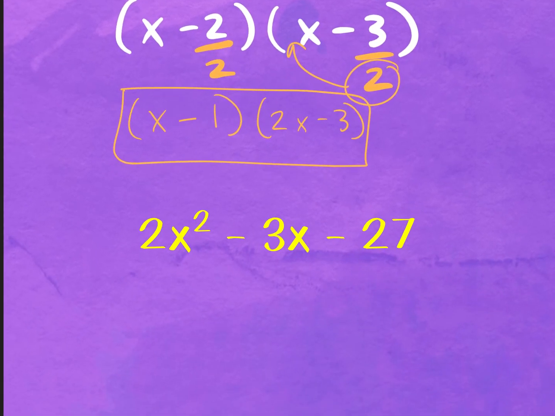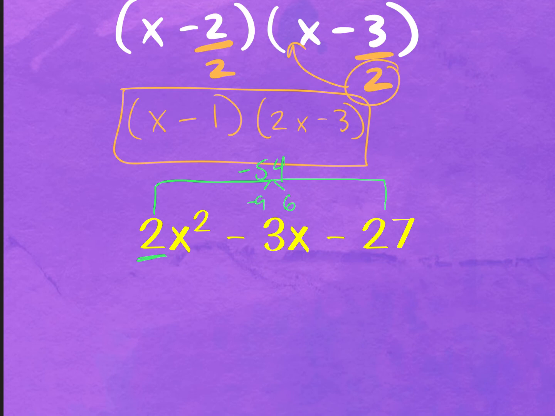All right, let's look at the next one. Since I start with a number out front, that x squared has a coefficient, what do I have to do? Multiply the first times the last. So what's 2 times negative 27? Negative 54. What are two factors of negative 54 that add to negative 3? Negative 9 and 6. Awesome.